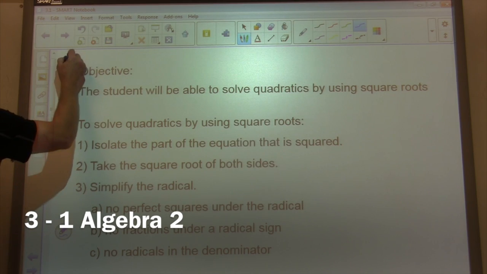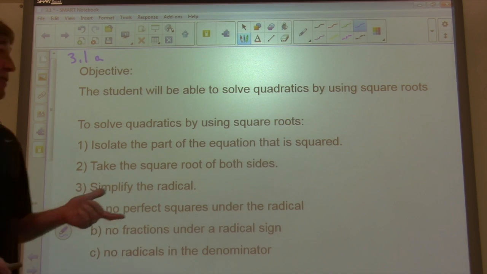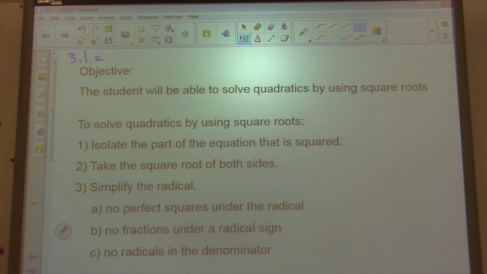Section 3.1, and we're going to split that into 2 days. So this is part A. Our objective is for the student to be able to solve quadratics by using square roots. We're just going to do one thing today.